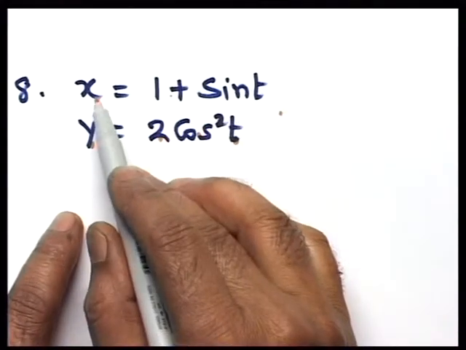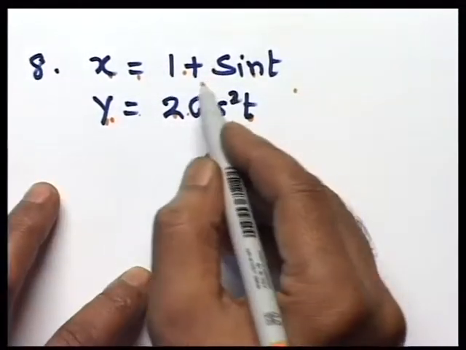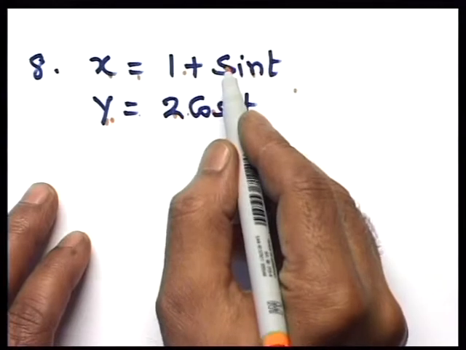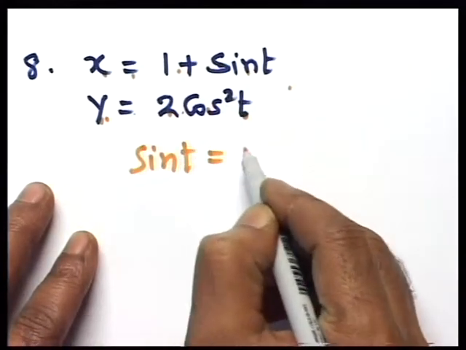Right, the question is x equals 1 plus sine t, y equals 2 cos squared t. Let's make sine t the subject there, see what happens. Sine t equals x minus 1.